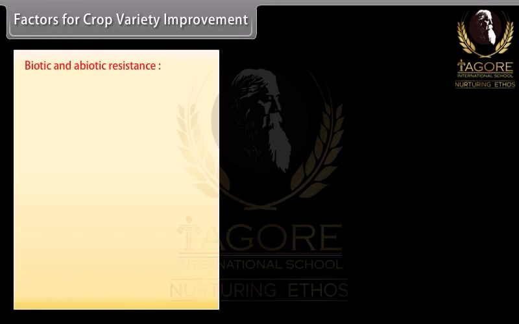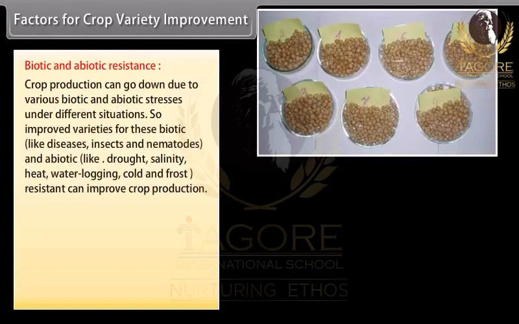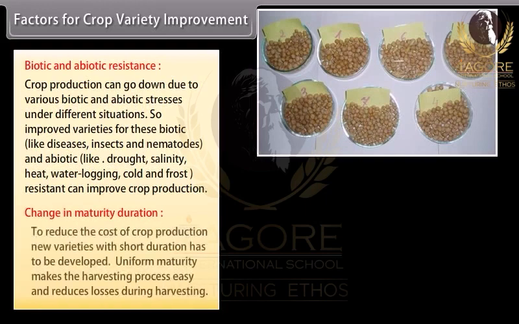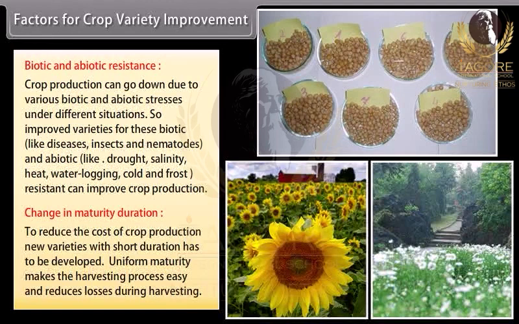Biotic and abiotic resistance. Crop production can go down due to various biotic and abiotic stresses under different situations. So, improved varieties resistant to biotic stresses, like diseases, insects, and nematodes, and abiotic stresses, like drought, salinity, heat, waterlogging, cold and frost, can improve crop production. Change in maturity duration. To reduce the cost of crop production, new varieties with short duration have to be developed. Uniform maturity makes the harvesting process easy and reduces losses during harvesting.